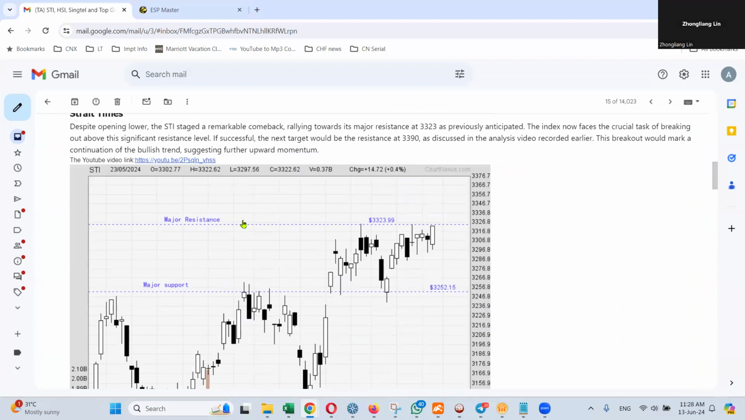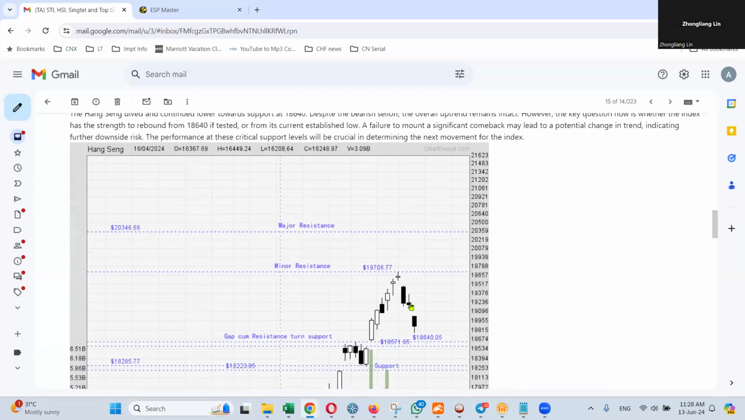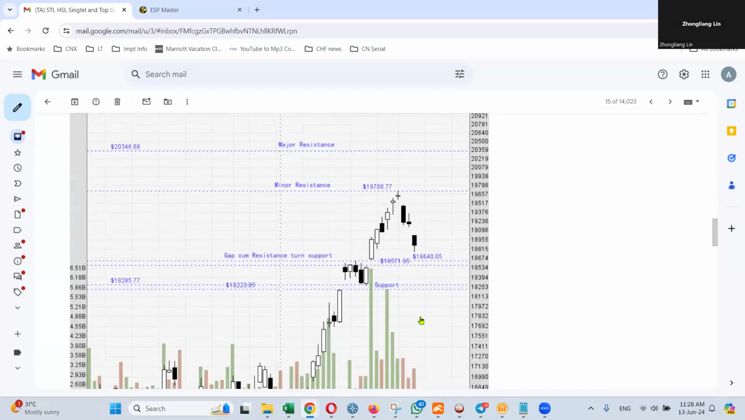And next is STI, which rallied towards the resistance at 3323, and of course it needs a significant break in order to mark a continuation of the bullish trend. And Hang Seng closed below 1900 and then went down significantly. And yeah, so this was the start of the bearish movement for Hang Seng.